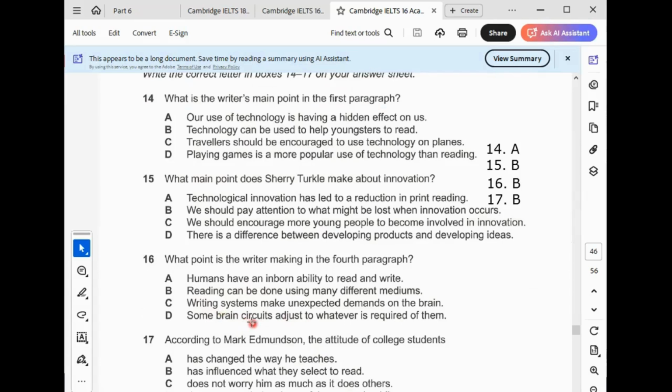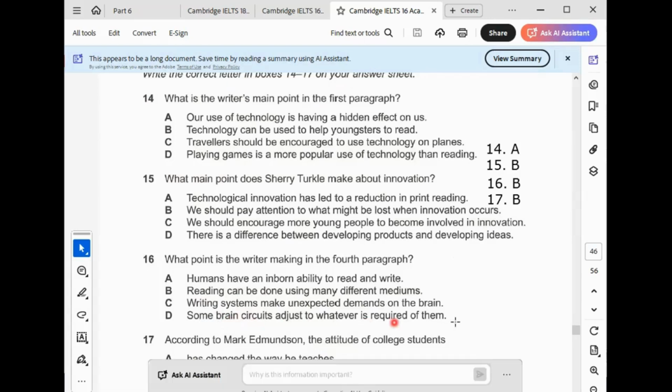If you give the brain a reading material that involves digital stuff, the brain will adjust and become fast. If you give it printed stuff, the brain will adjust and develop a normal pace. So I think that's what they are referring to here: whatever is required of them. Now, why is my option B wrong?